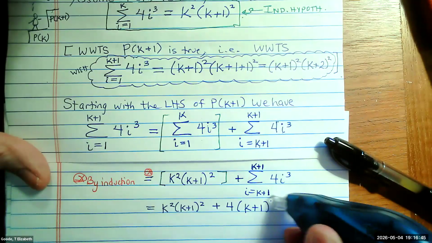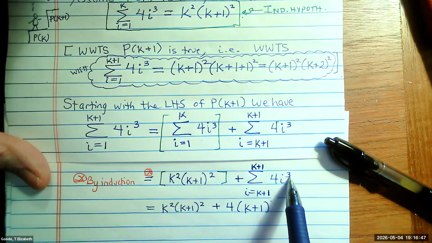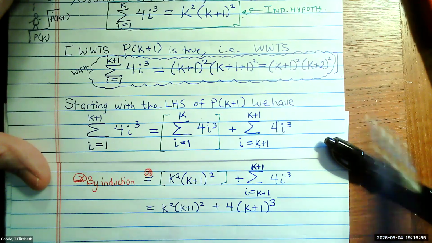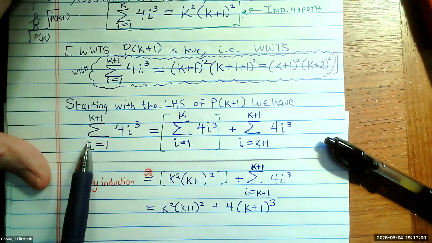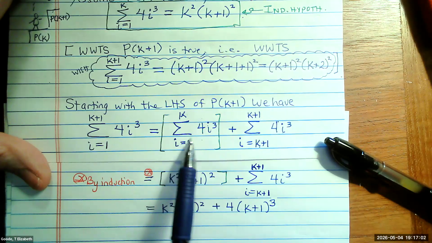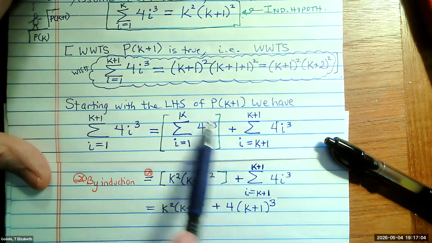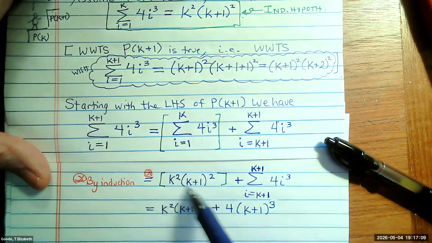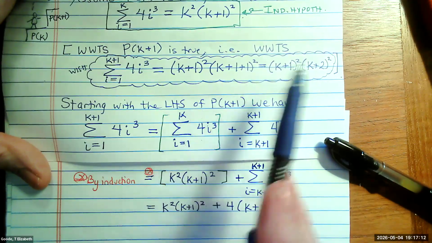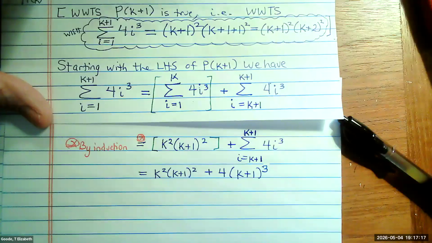Oops, I think it's cubed, isn't it? Yes. All right, great. So we've used our inductive hypothesis. We started with the left-hand side of P of k plus 1. We broke it up so that we could use that inductive hypothesis, and we had this broken off term. And now we're working to get to this. All right, so let's keep our eye on the prize.